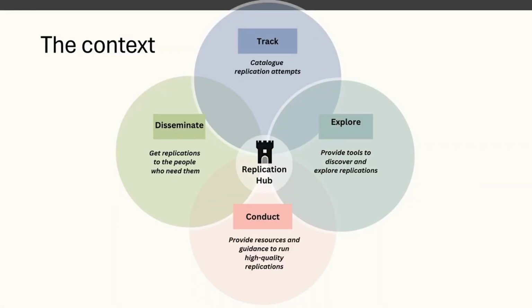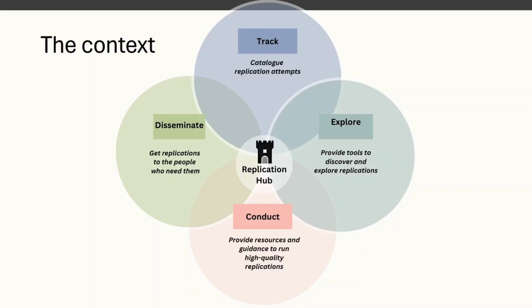So first, just so that you are aware of a bit of the context, the FORRT library of replication and reproduction attempts is one of many projects from FORRT and from the FORRT Replication Hub. The FORRT Replication Hub is simply a way to organize the projects from FORRT that all want to support replications, and we have divided them into multiple areas.